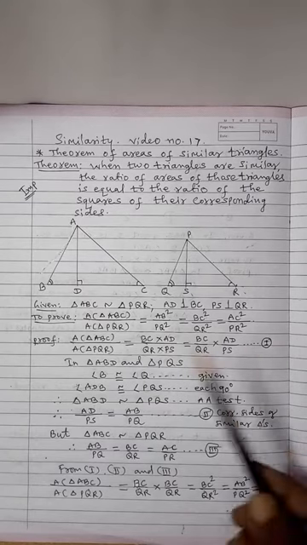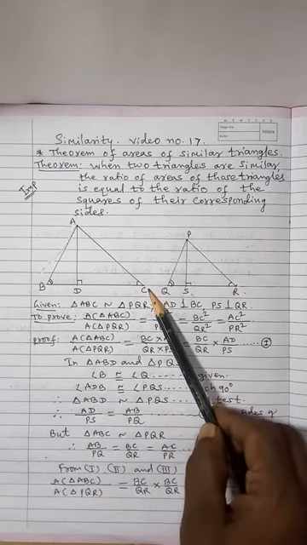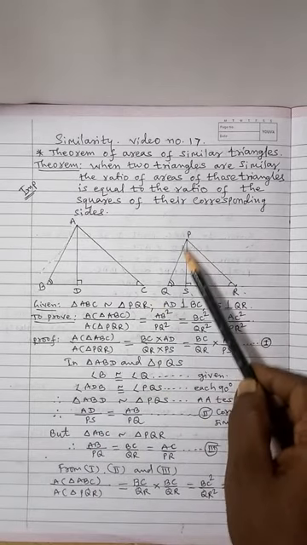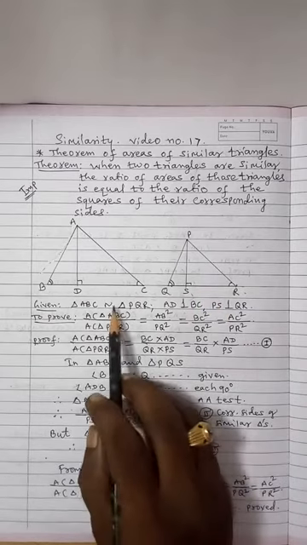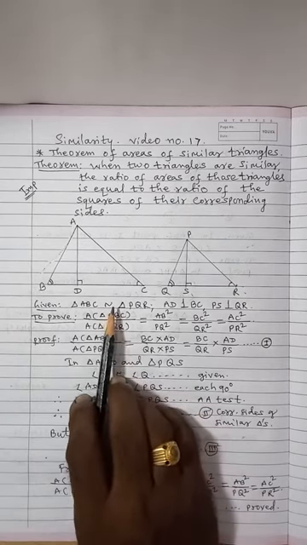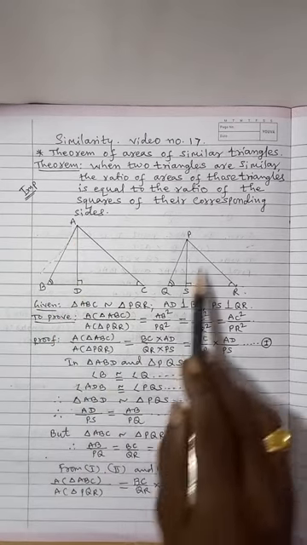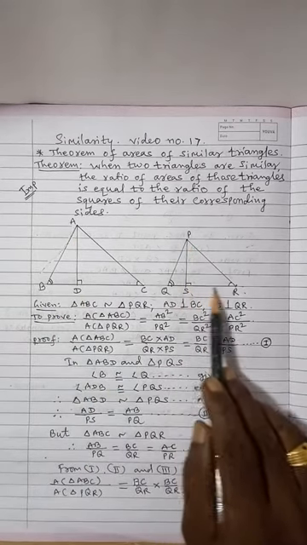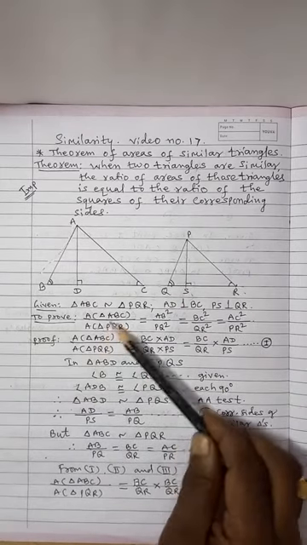See here, we are given that triangle ABC and triangle PQR are similar. This is given to us. Then pay attention in the figure. AD is perpendicular to BC and PS is perpendicular to QR. What to prove?